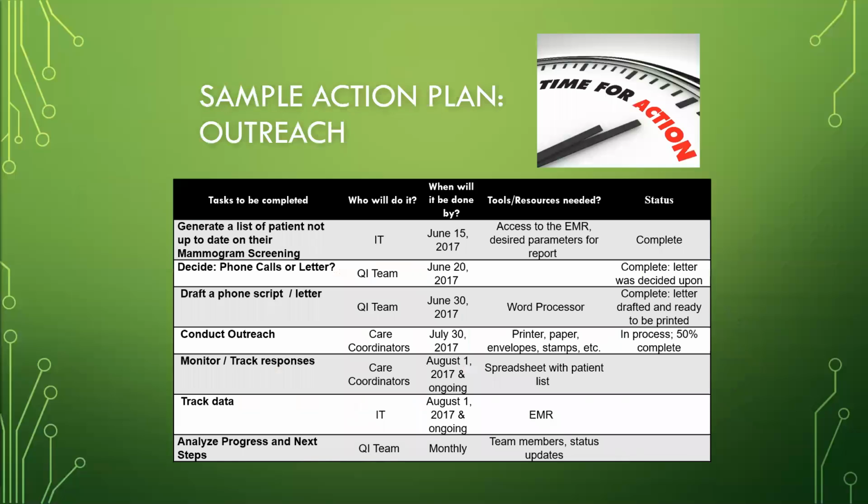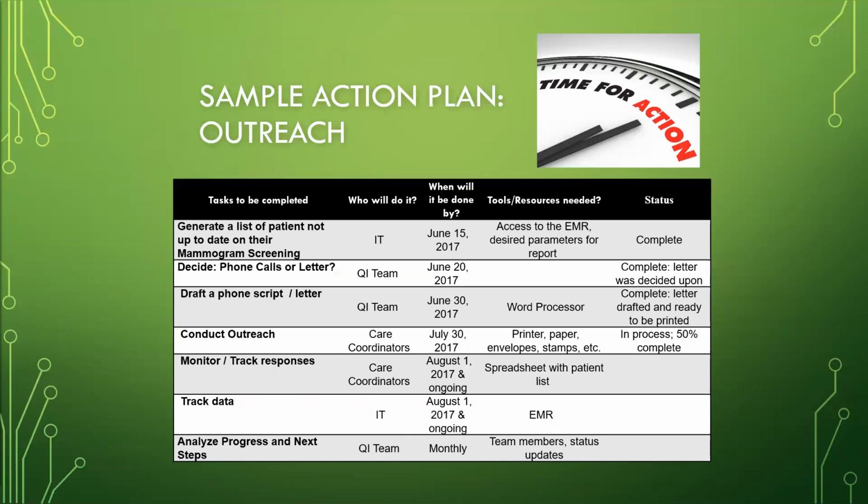This is a sample for a fictional practice of a plan for outreach for mammogram screening. So we have different components here, who it's assigned to. In this case, I just used generic roles, but wherever possible, you really want to be specific about the individuals, again, so that they don't assume somebody else will do it. So in this case, the IT will generate a list of patients who are up to date, and you also see that the resources and tools are included in here. And this can be helpful just to make sure that we have everything in place so that the resources and tools being available is not the barrier to things being completed.